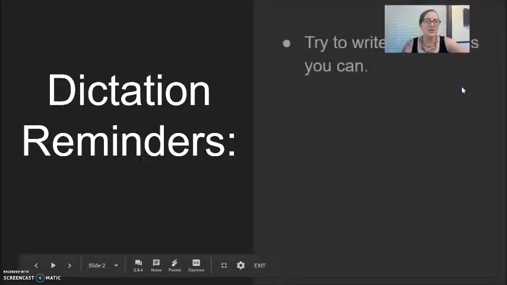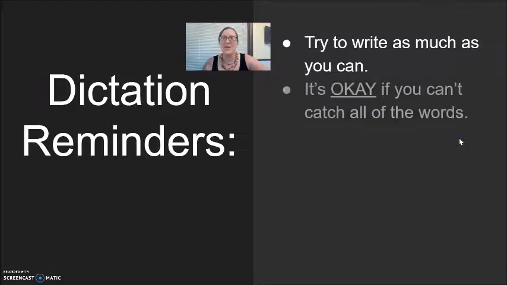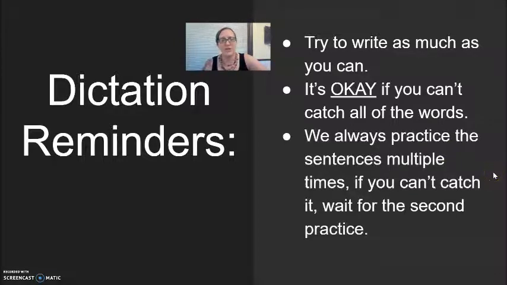Remember our common reminders for dictation. You should be trying to write down as much as you can. It's okay if you can't catch all of the words. Like I tell students in class, if you're able to catch 100% all of the time, then you don't really need to be practicing dictation. We're always going to practice the sentences multiple times, so if you can't catch it, wait for the second practice. If you can't catch it again, skip it, leave it, and then you'll understand it after we review.